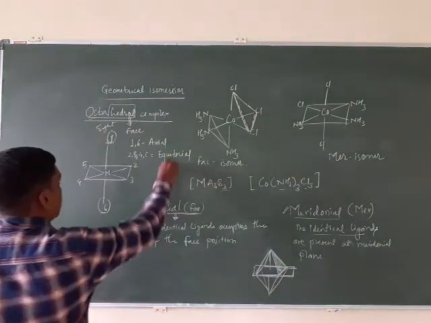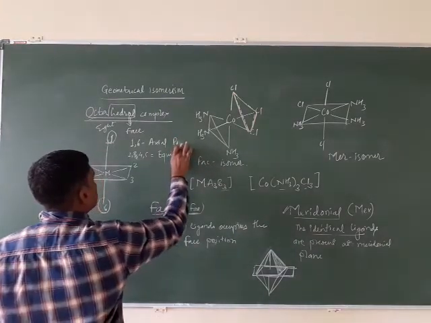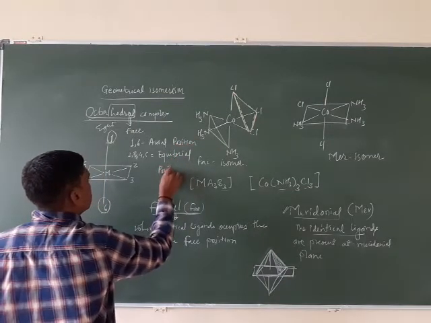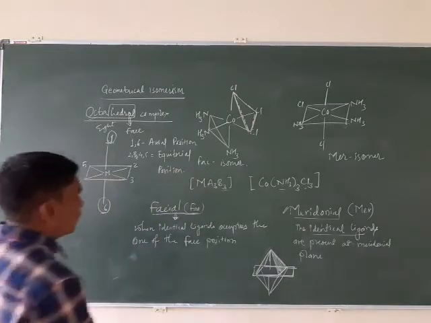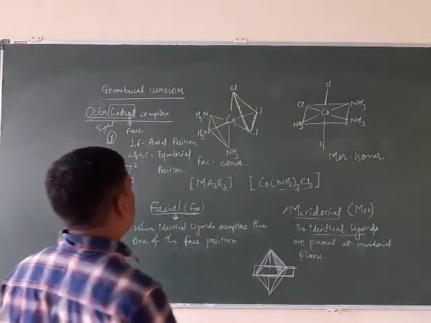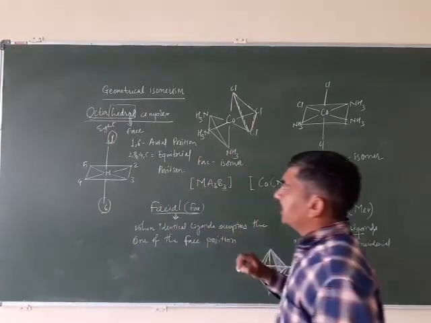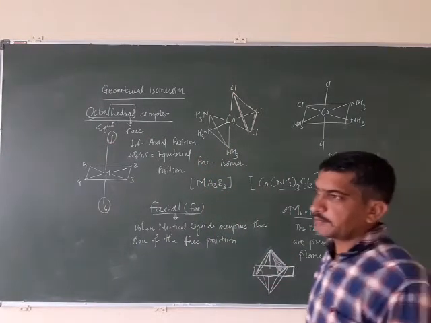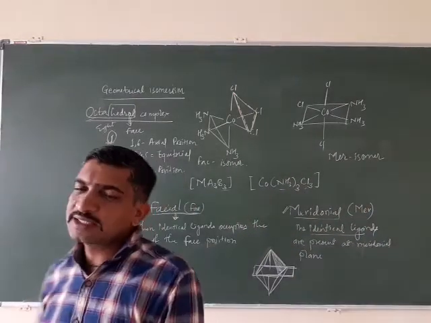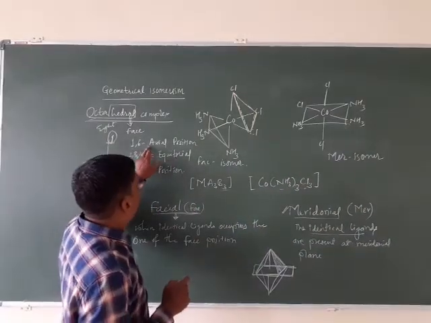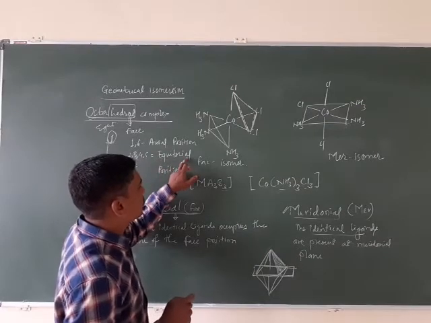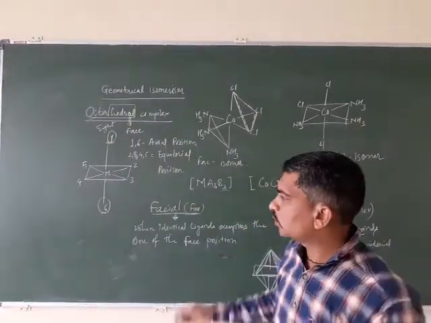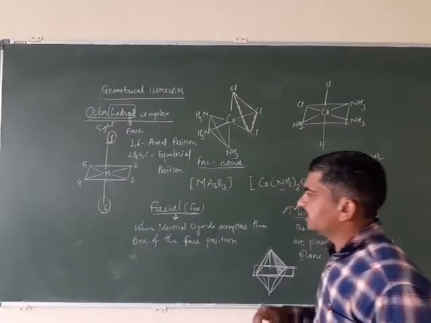Equatorial positions. Okay, axial positions and equatorial positions. So while discussing fac and mer isomers, we can say like this also. If identical ligands occupy one axial and two equatorial positions, then the isomer is the fac isomer, the facial isomer.